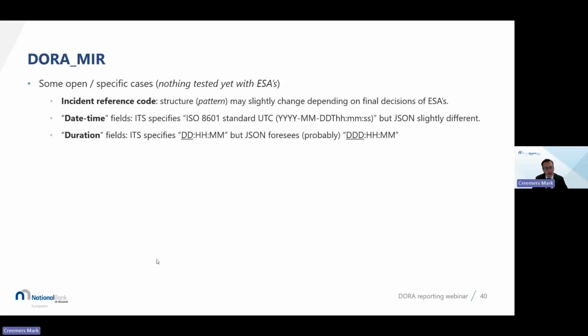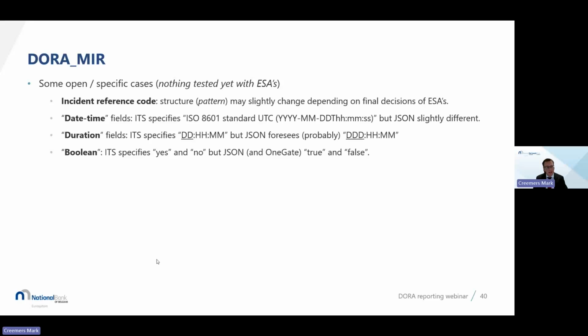Same for the duration. The ITS specifies a number of days, hours, and minutes, but they consider that certain incidents may take more than 99 days, which means that you need, of course, 3 characters in your pattern to be accepted, which is not foreseen by the ITS. So there is also a divergence between JSON and ITS, and we will have to follow, of course, the JSON pattern. So during your implementation, it is actually the JSON pattern that is more important than the ITS in this case, and we will provide you with the necessary documentation in our reporting protocol that we will publish on our website.